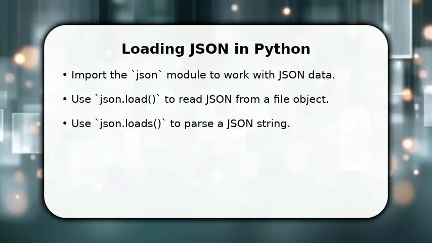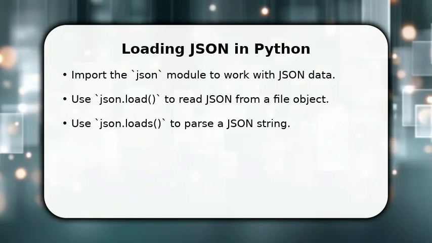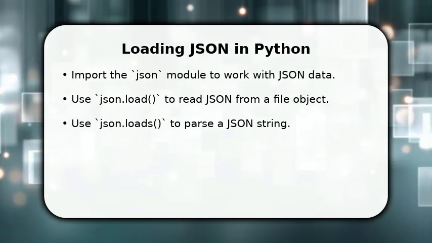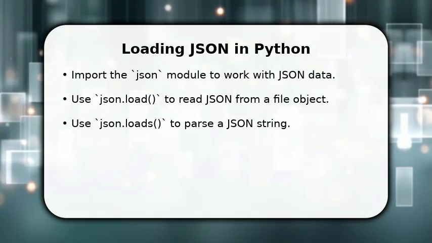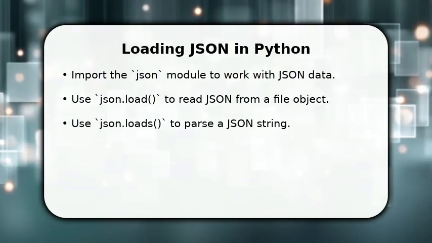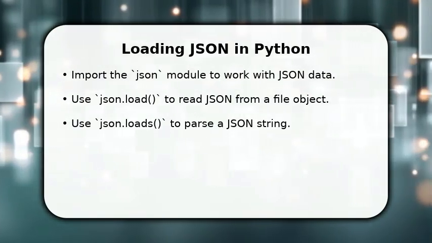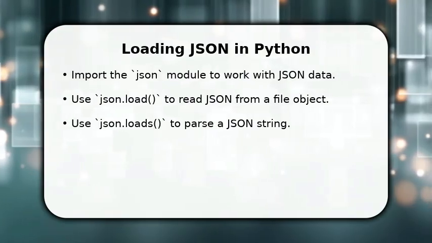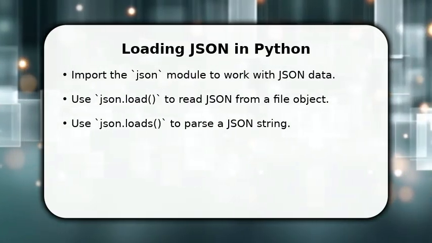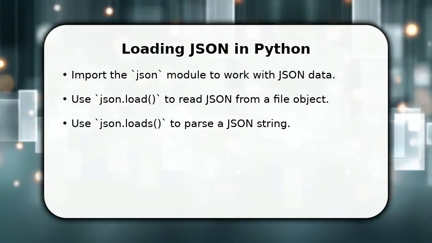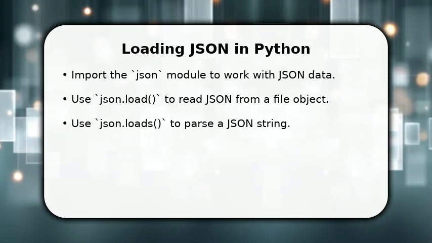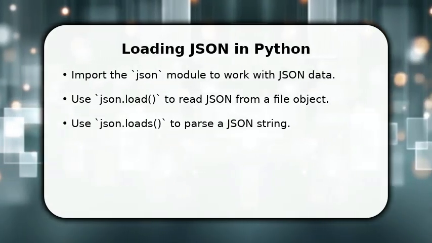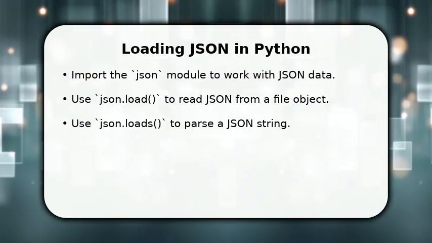In this video, I will explain how to use JSON files in Python. First, you'll need to import the JSON module. To read data from a file, use json.load with an open file object. If your JSON is already a string, json.loads will parse it directly into Python data structures. This allows you to quickly bring external data into your programs for processing and analysis.